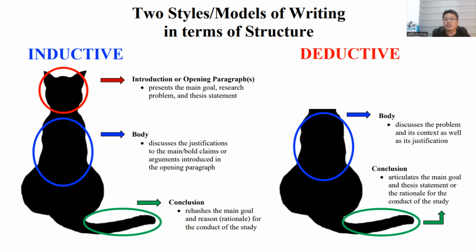Here, we don't start with the main goal, because obviously we don't have the head of the cat, we don't have the introductory part like in the inductive style of writing. So it's only in the conclusion, using the deductive style of writing, that we articulate the main goal of the research, the thesis statements, and the rationale of the study.